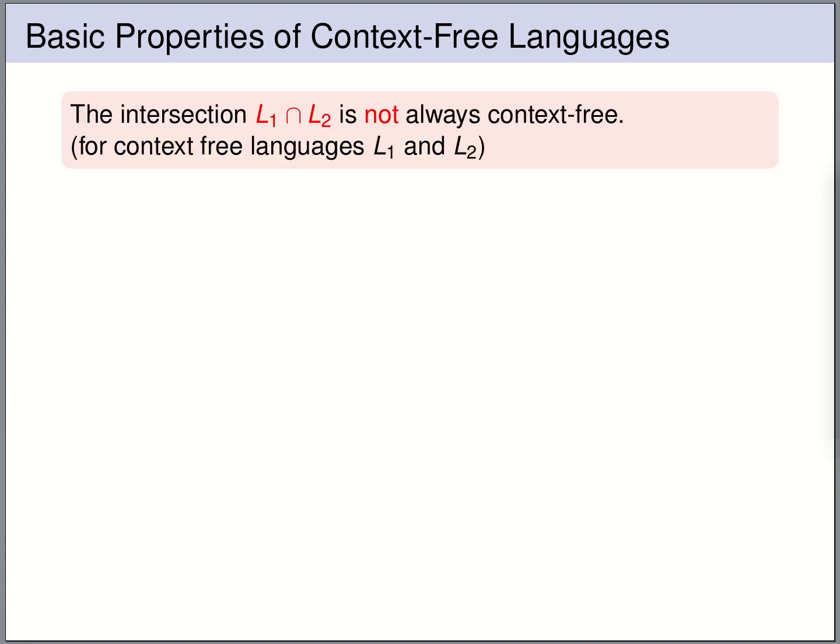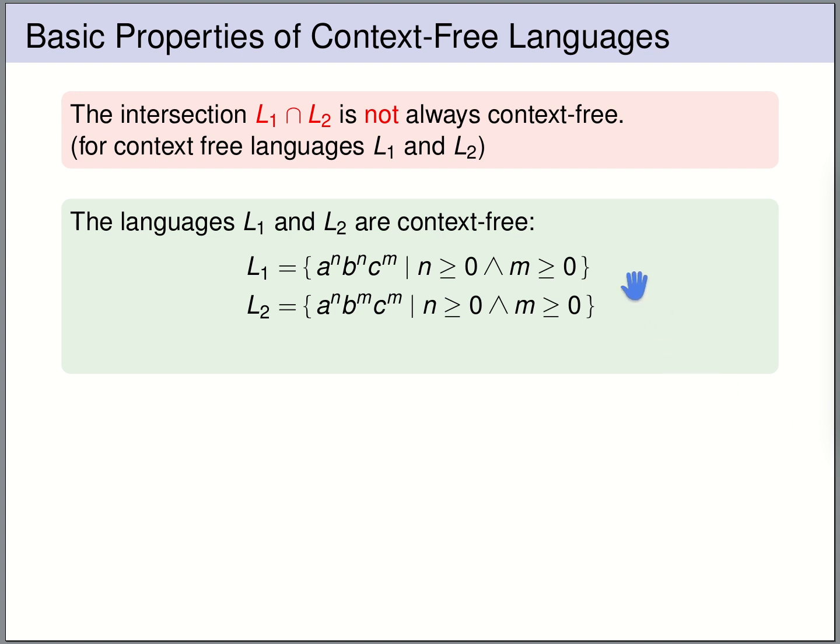The class of context-free languages is not closed under intersection. So there are context-free languages L1 and L2 for which the intersection of L1 with L2 is not context-free. So for instance, take these two context-free languages.